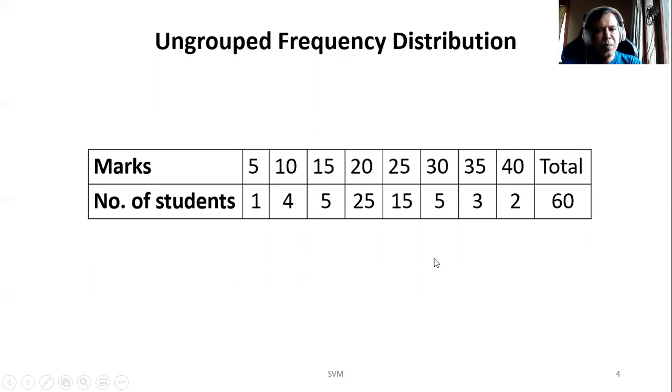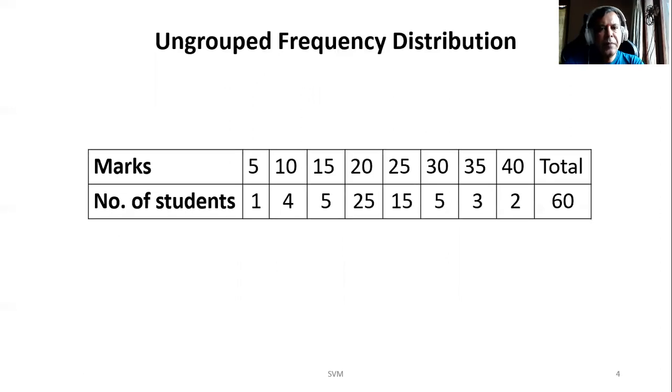We may notice the maximum number of students in this is 25, who have scored 20 marks. We can say this particular 20 is our modal marks, or the mode of these marks, because the number of students is very high in that particular category. So the modal marks, we can say, is 20.